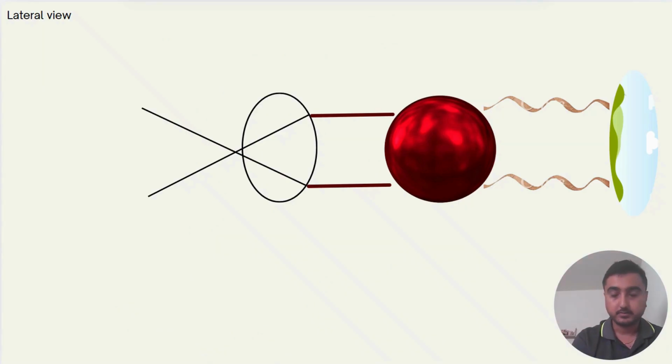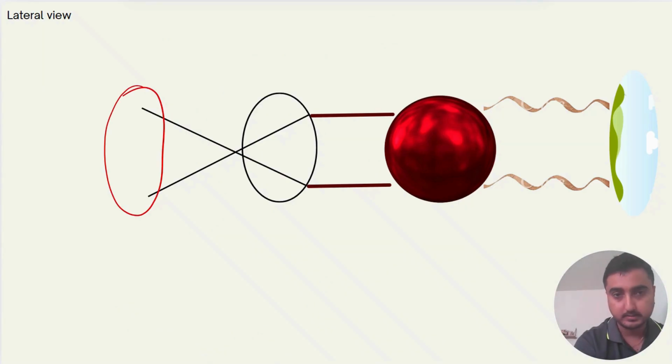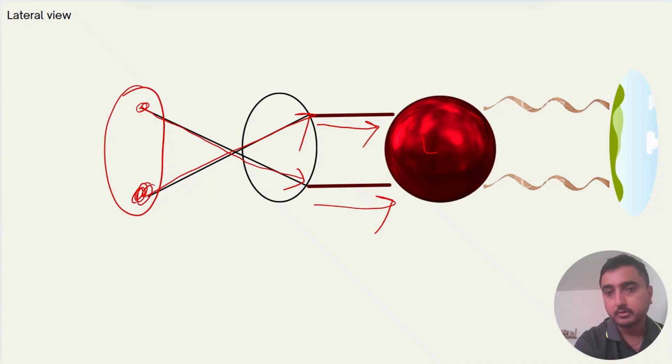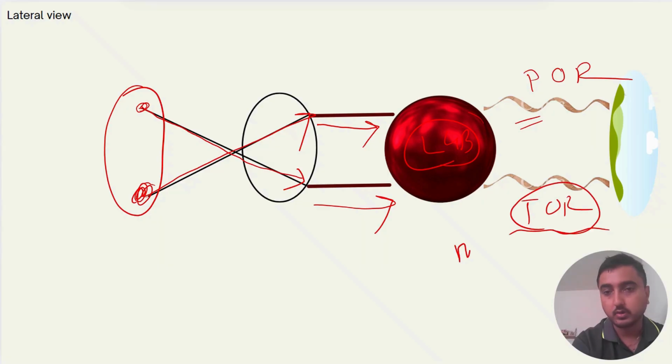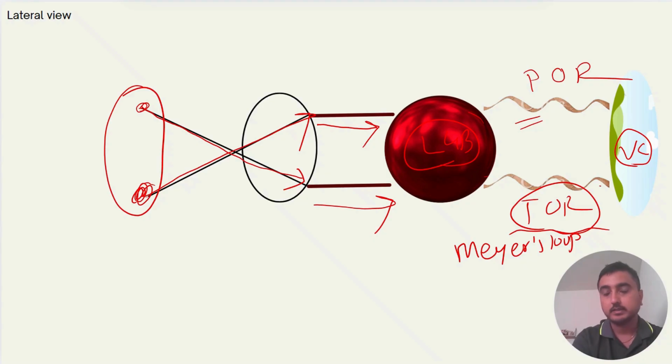Now, if we look at this from the lateral side, the visual field is this red oval. The light from the superior visual field would project to the inferior retina, whereas from the inferior visual field would project to the superior retina. The visual input would then be carried to the lateral geniculate body, and from the lateral geniculate body we have two types of optic radiations. One is the superior optic radiation, which is called the parietal optic radiation, and the other is the temporal optic radiation, also called the Meyer's loop. These would carry visual input to the visual cortex, and then we would see the image.